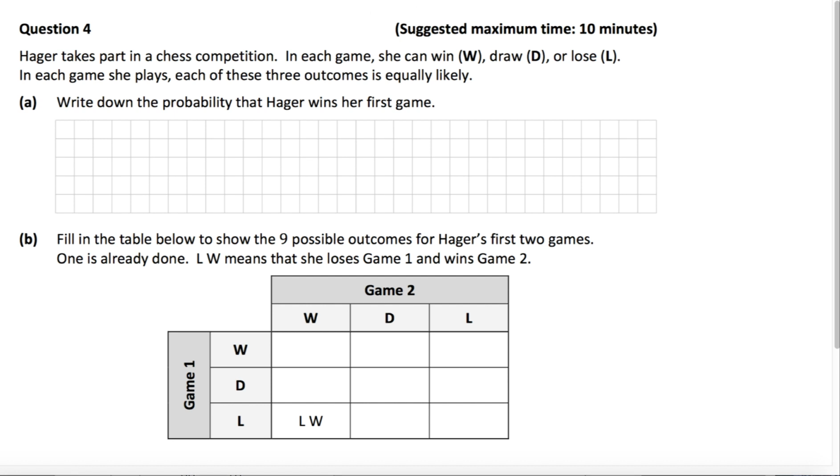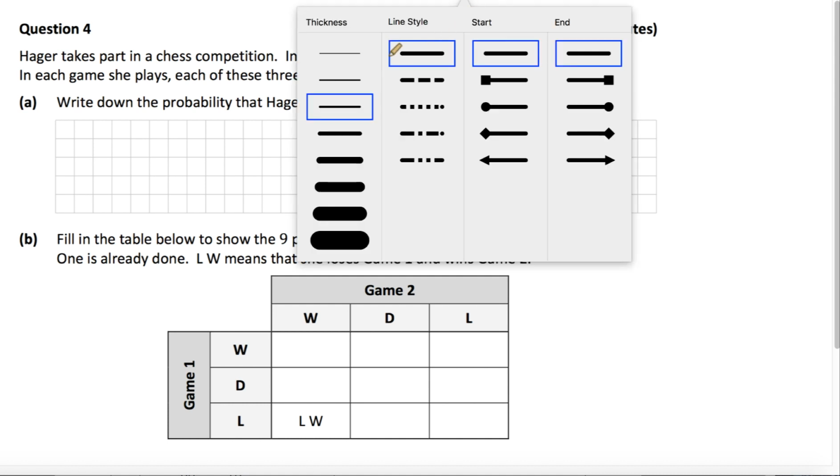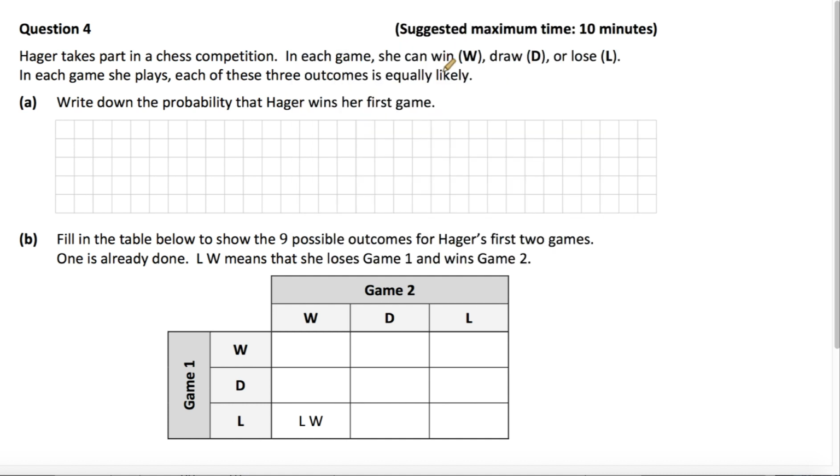So this is the 2018 Junior Cert Higher Level Paper 2, and we're looking at question number 4. Hager takes part in a chess competition. In each game she can win, draw or lose. In each game she plays, each of these three outcomes is equally likely. So part A says write down the probability that Hager wins her first game.